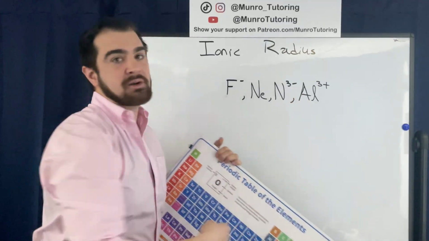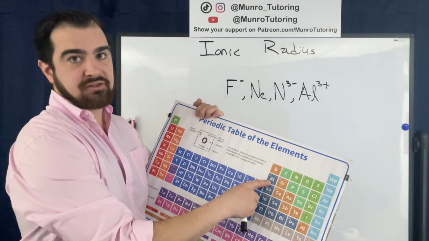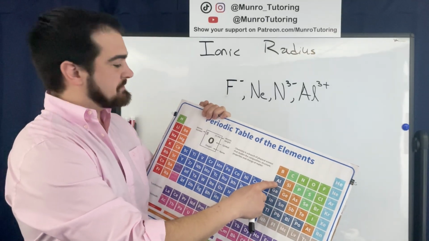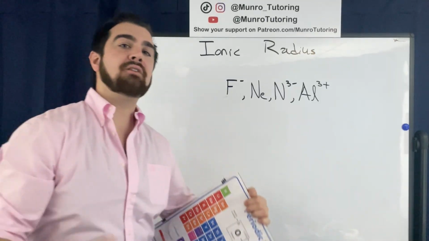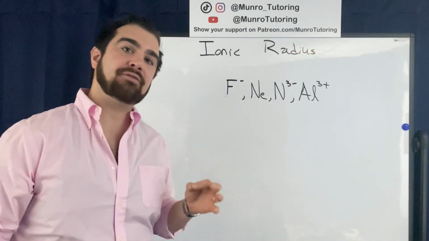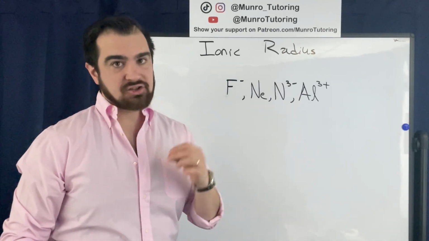And then if we go to aluminum with a +3, aluminum's here. If we take away 3 electrons, we're going to the left 3 spots. So 1, 2, and then 3. So all of these have the exact same electron configuration, but different charges.